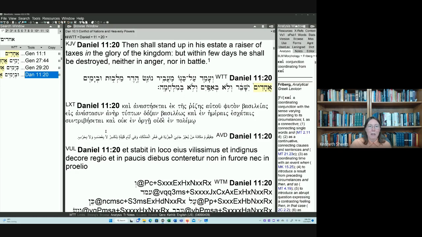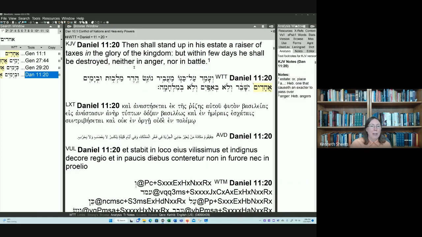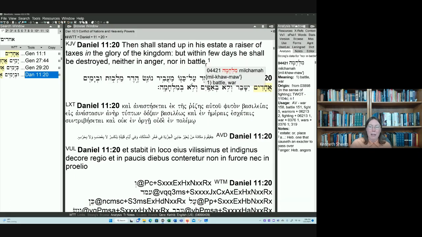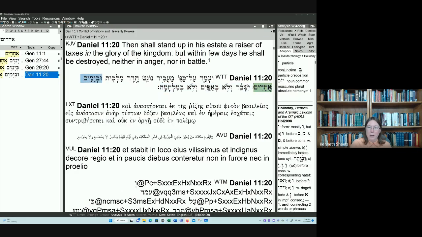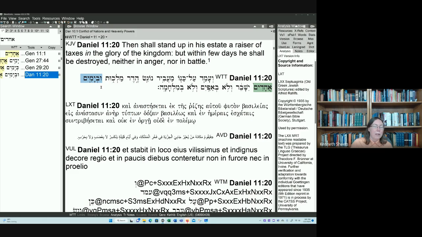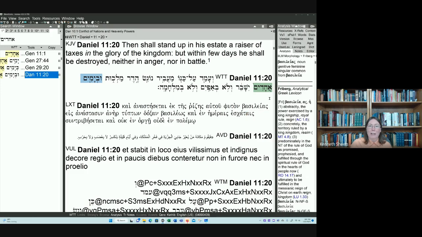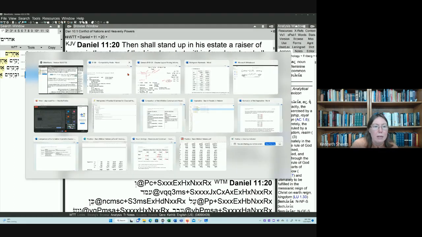And then Daniel 11:20 as well. Then shall stand up in his estate a raiser of taxes in the glory of the kingdom, but within few days he shall be destroyed, neither in anger nor in battle. And notice here as well, here is our phrase right there. So, uviyamim achadim. So basically, and in days, ones. Again, you have a series of days that are being viewed as one, as a collective type idea. And because they're being viewed as that collective type idea, they're being viewed as a few. And so that is kind of what is going on.